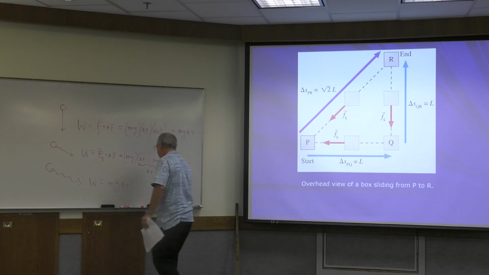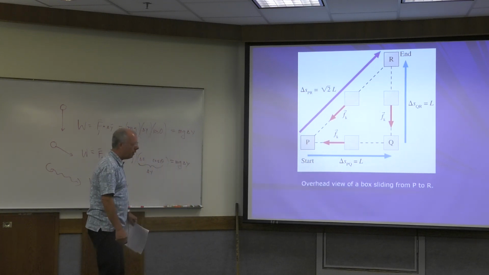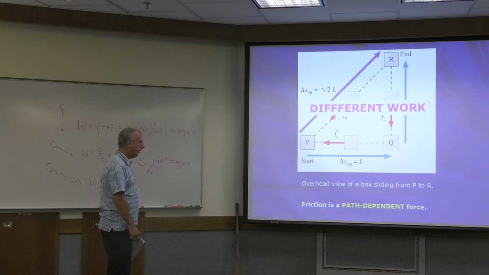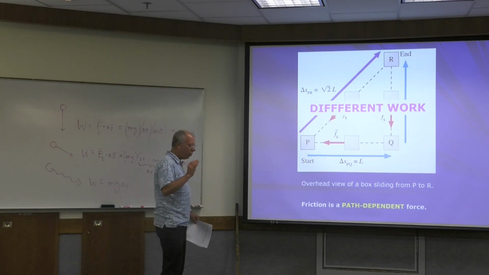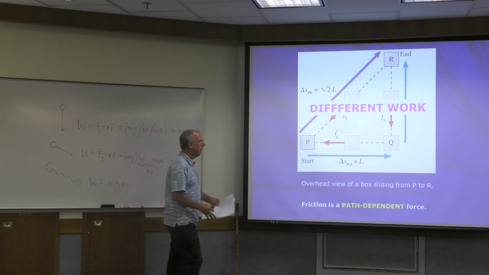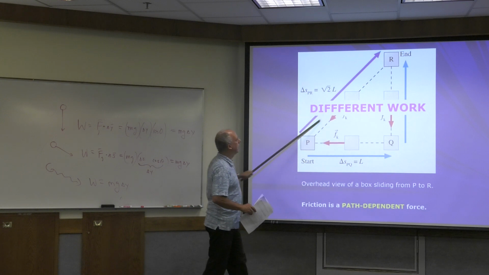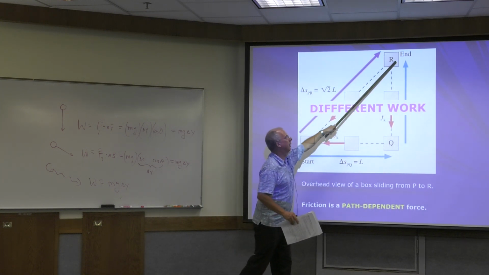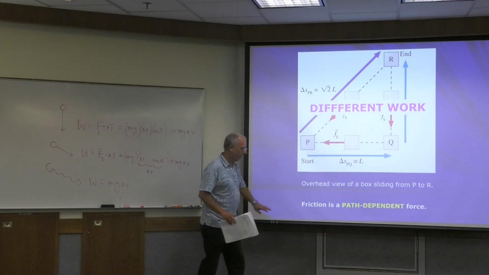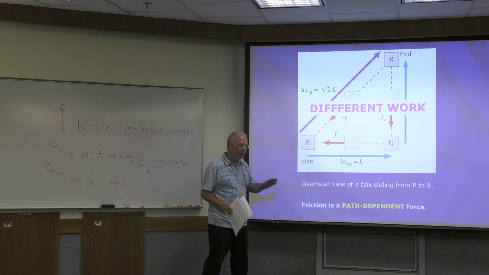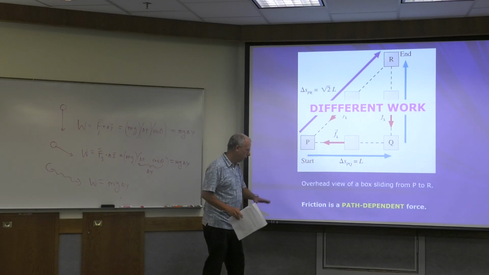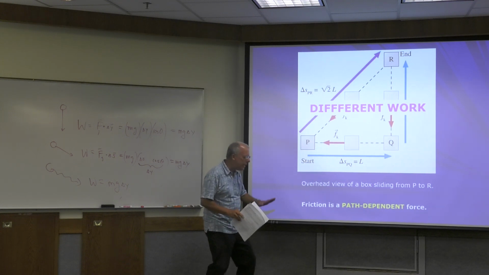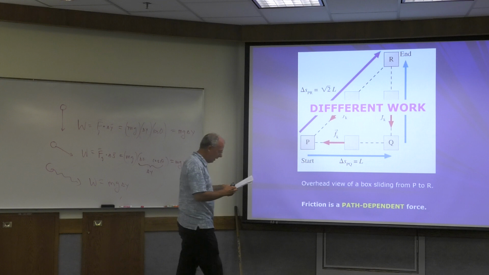So gravity is not path independent. Gravity, what did I just say? Friction, sorry. Friction is not path independent. Friction is path dependent because the work for this path is different than the work for this path. So let me get this right. Gravity is path independent. Friction is path dependent.